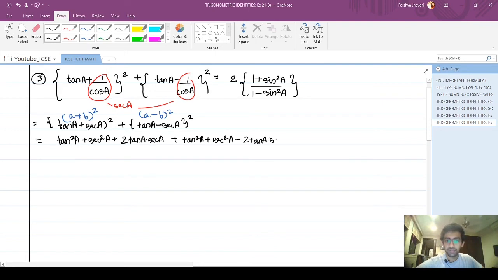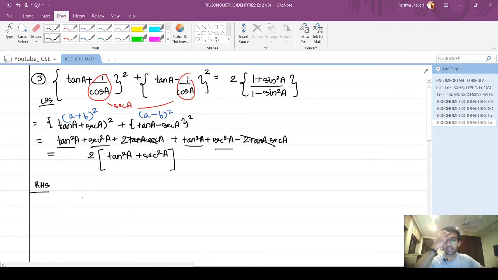Now if you notice, plus 2 tan A sec A and minus 2 tan A sec A, they cancel each other out. So we will be left with 2 common, tan square A plus sec square A. Because 1, 2, 2 tans, 1, 2, 2 secs, this and this go. Okay, now it's our time to take the RHS. Leave the LHS at 2 into common tan square plus sec square A.